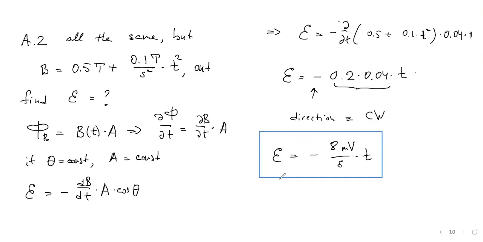So if my magnetic field will be into the page, then the direction of this induced EMF will change to counterclockwise instead of clockwise. If my magnetic field will be decreasing, then again you will change the direction of EMF.